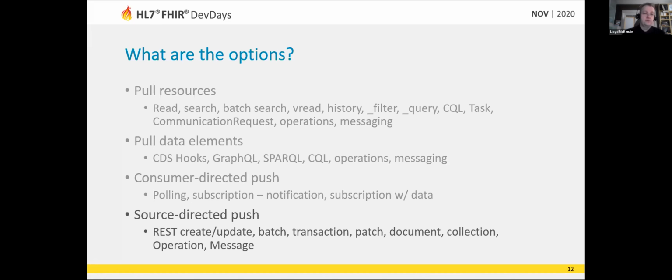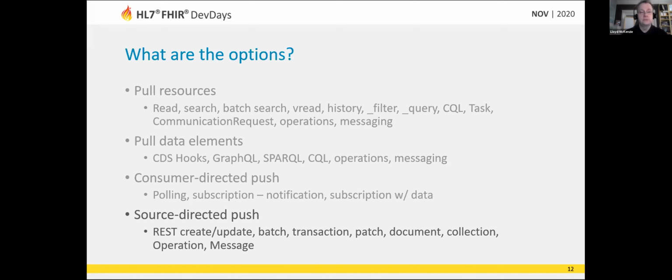And then we also have source directed, where the data consumer doesn't really have any choice about what comes to it or when. It can decide whether it wants to accept it or not. But I can create data on your system using either a post or a put, create or an update. Or I can send you a batch, send you a whole bunch of stuff at once, or a transaction where you have to process it as a single unit of work.